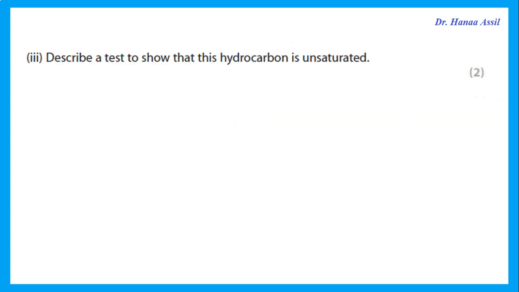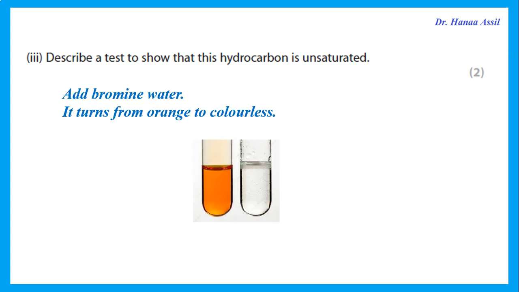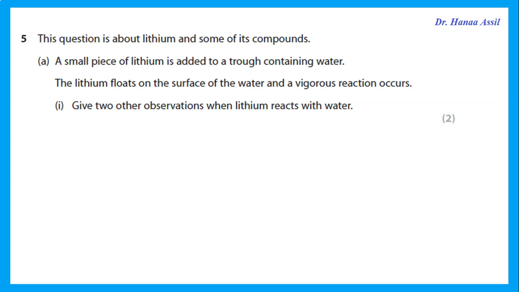Describe a test to show that this hydrocarbon is unsaturated. What is the test for alkenes, or the test for unsaturation? Remember, we said alkenes are the ones that are unsaturated. The test for that is to add bromine water. It turns from orange to colorless, or we say that it is decolorized.